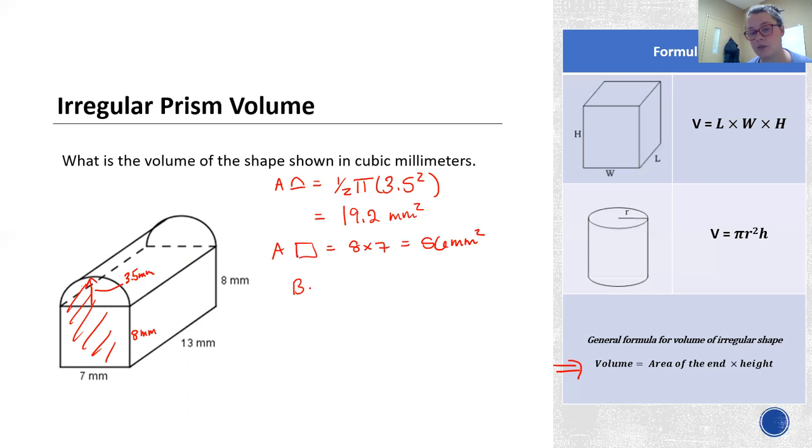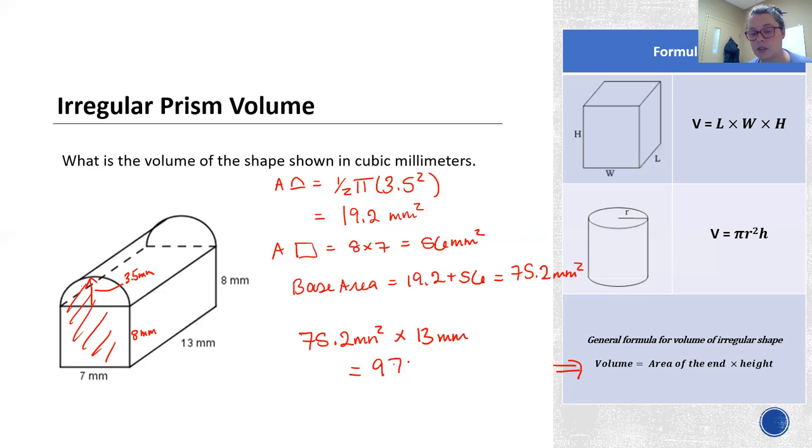So the base area, or area of the end, is going to be 19.2 plus 56, which leaves us with 75.2 millimeters squared. And now if we want to know the volume, we have 75.2 millimeters squared times 13 millimeters in length. That gives us a volume of 978 millimeters cubed.